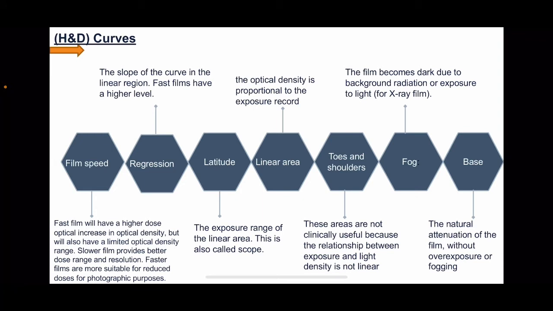Linear area: the optical density is proportional to the exposure. Toes and shoulders: these areas are not clinically useful because the relationship between exposure and optical density is not linear. Fog: the film becomes dark due to background radiation or exposure to light. Base: the natural attenuation of the film without overexposure or fogging, for X-ray film.